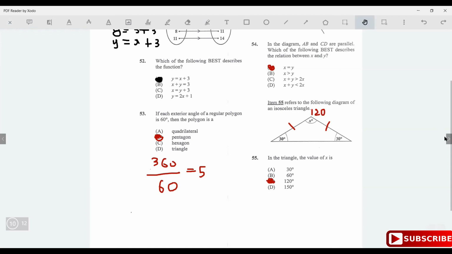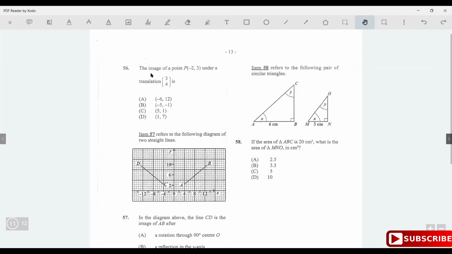So the image of P goes under this translation. So if you add 3 to negative 2, 3 plus negative 2 gives you 1. 4 plus 3 gives you 7. And so the new point would be 1, 7.